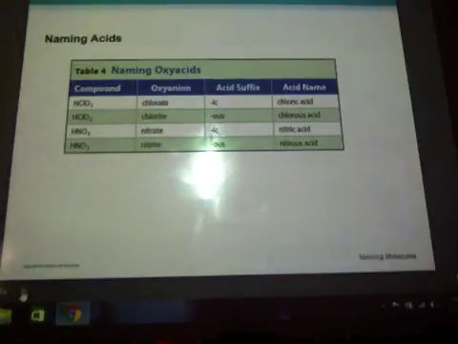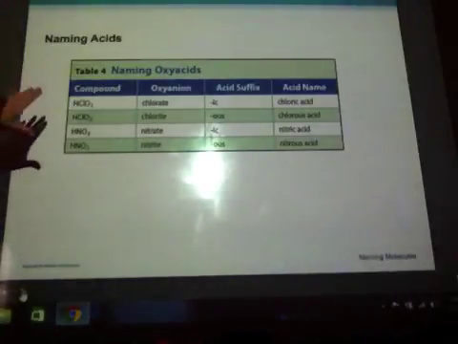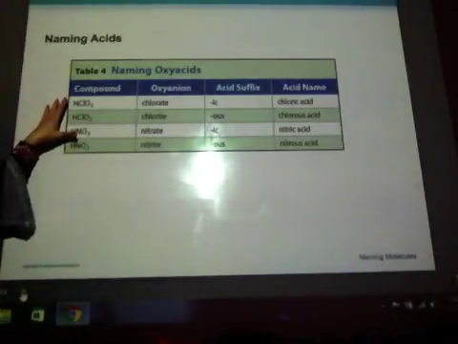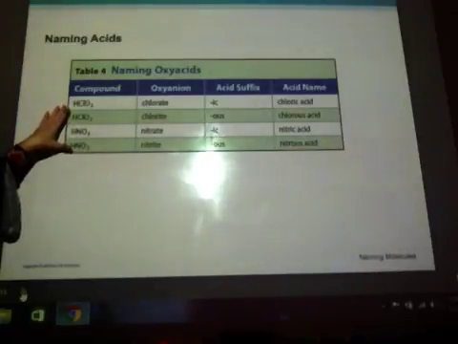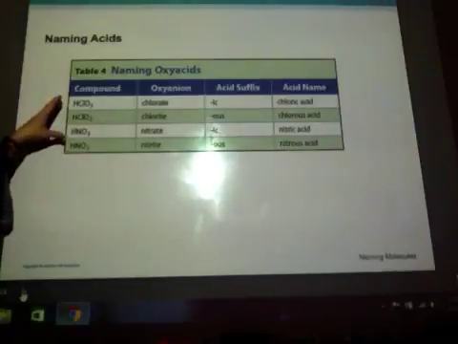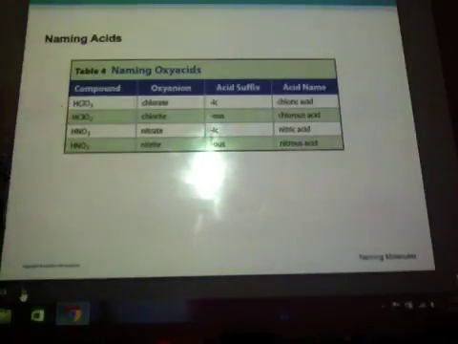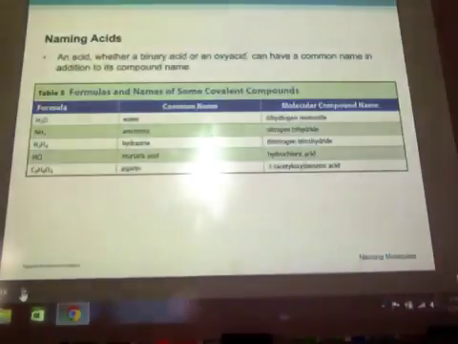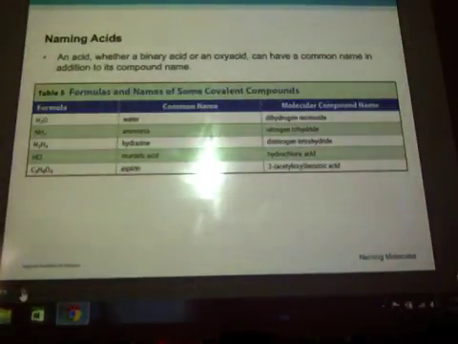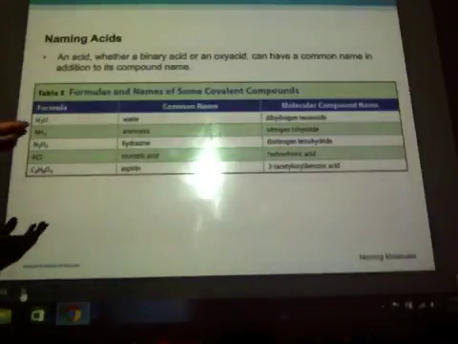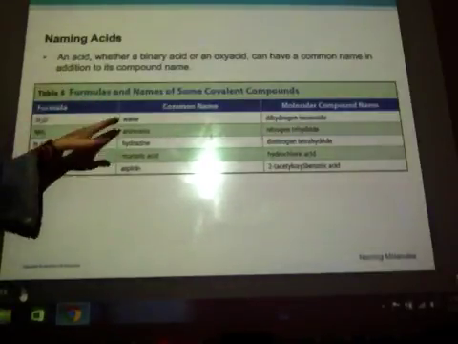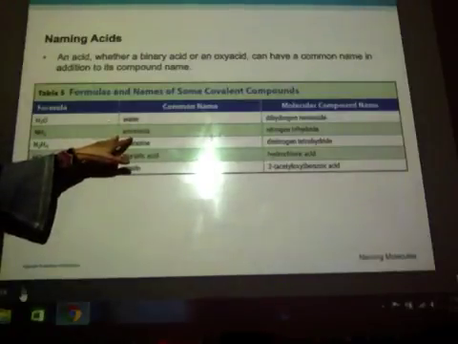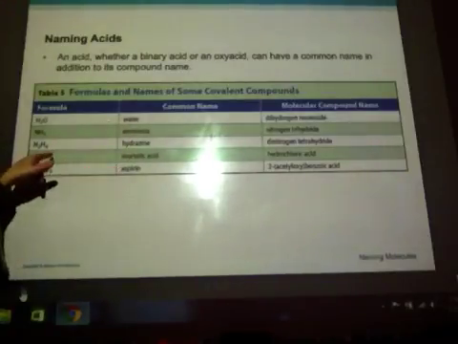So there's the table. And this table I will have for you for your test as well. I'm not expecting you to memorize this table. Eventually you might be able to, but right now I'm not expecting that. Acids, whether it's HCl or HNO3, can have a common name. So here again, water. And this was on that other sheet as well.